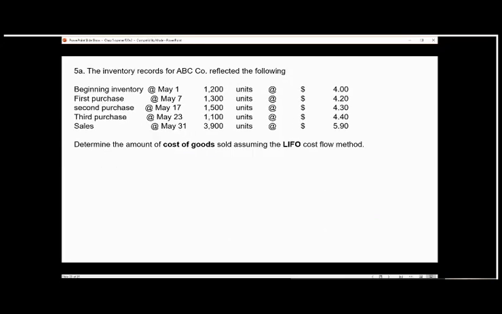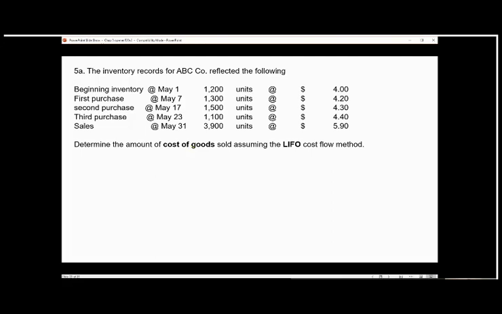Number 5, usually I like to read the stem of the problem first to see what I'm looking for, and then I'll go back up and look at the problem here. So they want you to determine the cost of goods sold using LIFO. They don't want weighted average, they don't want FIFO, and they don't want you to get the ending inventory. They want the cost of goods sold under LIFO.